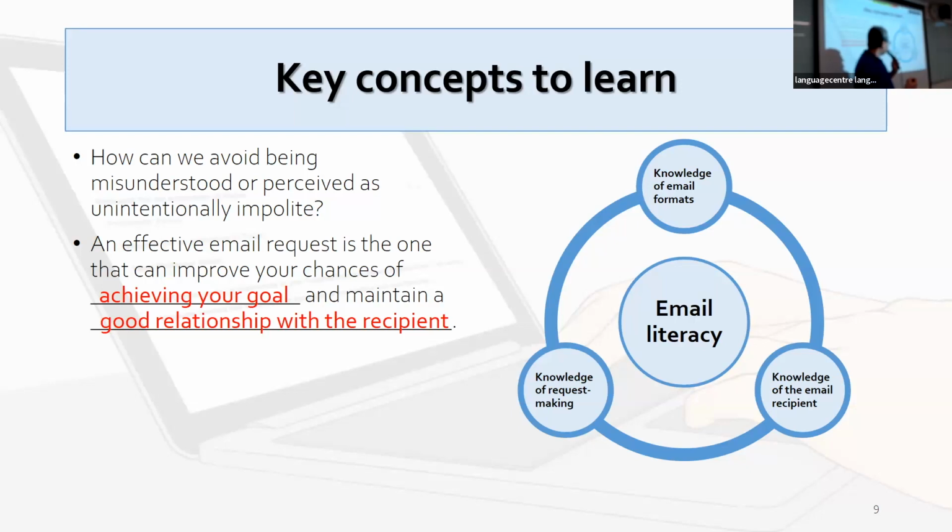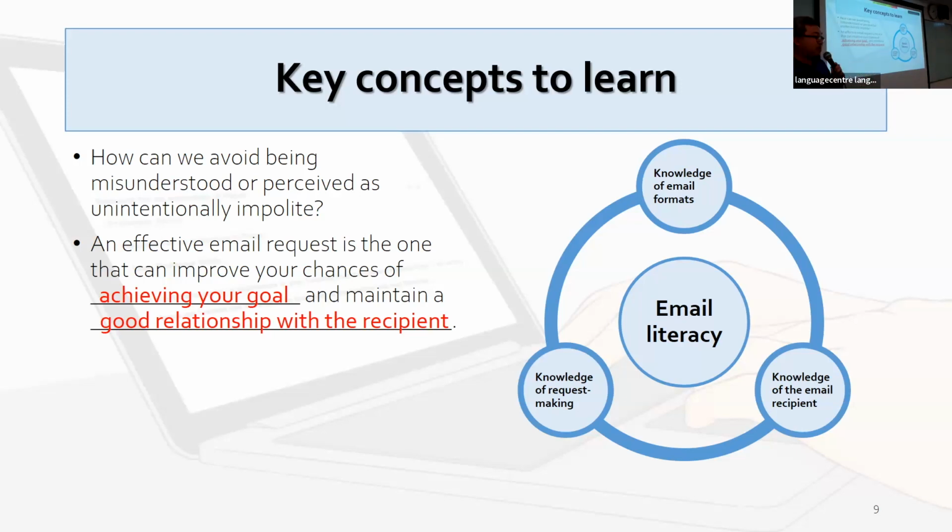Another area of knowledge would be knowledge of request making. That is how you select the most appropriate language and content in your email requests so that you can communicate your message effectively. And the third area of knowledge would be knowledge of the email recipient, and that is your relationship with the reader. For example, in the academic setting, there is a power hierarchy, right? Teachers are at a higher position than us. So we need to maintain a cautious tone when we are talking to our teachers. So that's what I mean by knowledge of the email recipient.